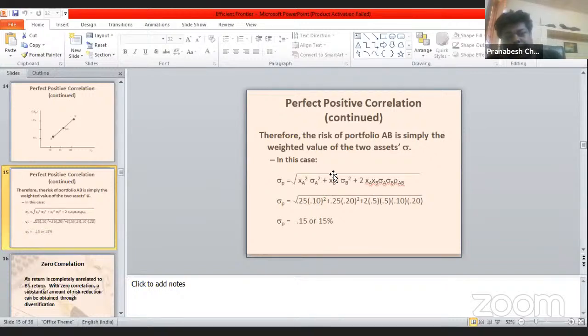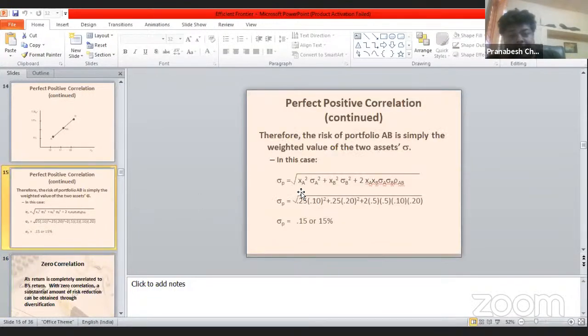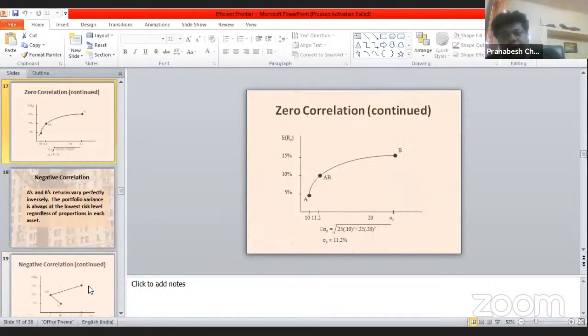A perfectly positive correlation will have rho AB equal to 1. Otherwise, it will have some value, meaning it is correlated, but not perfectly. Zero correlation will mean that rho AB is 0, there is no relationship between the two stocks. So your formula will essentially become XA square sigma A square plus XB square sigma B square, since rho AB will be equal to 0 in that case.